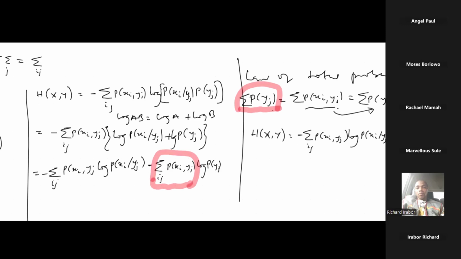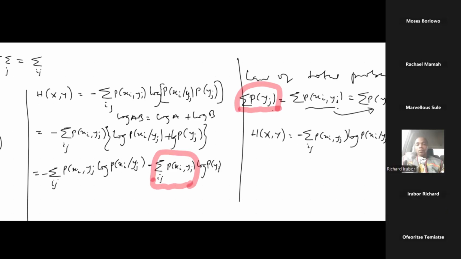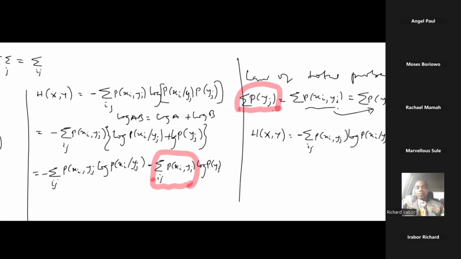Is that clear, please? I need your feedback. Sir, please come again. Okay. Now, I'm sure you got it to this point, right? Yes, sir. You got it to this point. And now you know how we're able to invoke the law of total probability, right?